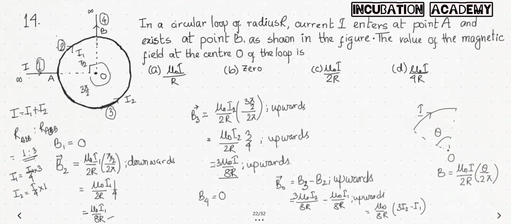So if I put it there, this becomes mu naught divided by 8R, and I2 is 3I by 4 and I1 is 3I by 4. So here the magnetic field is 0. Thank you all of you.